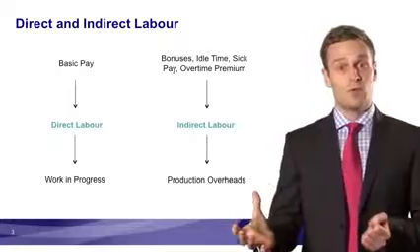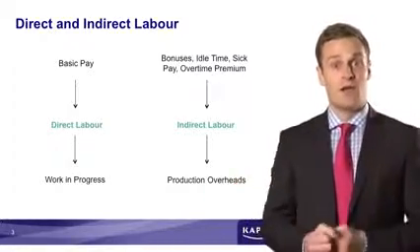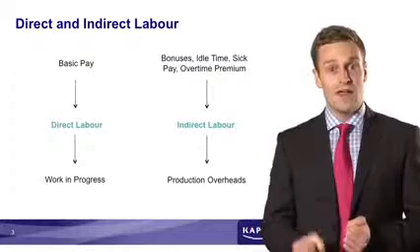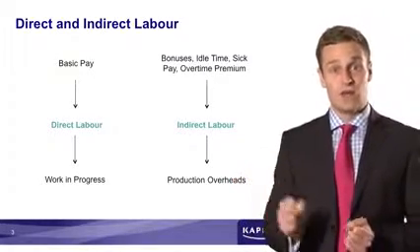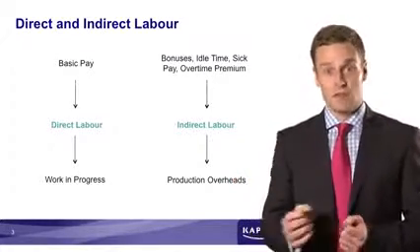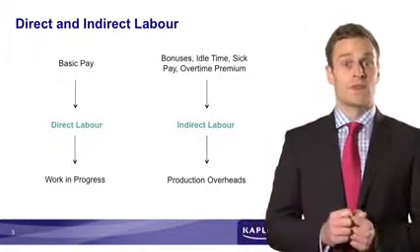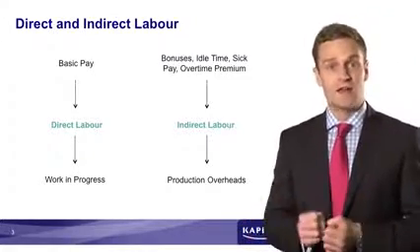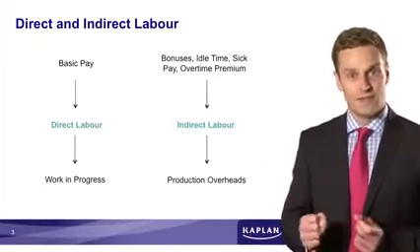So say, for example, you usually get £10 an hour, and then if you work overtime, you get time and a half, which is 50% extra. That extra £5 you're getting for overtime is included as indirect labour, unless that is that your customer has specifically requested that you work that overtime. Now, these indirect labour costs then go into your production overheads, so they make up your production overheads.